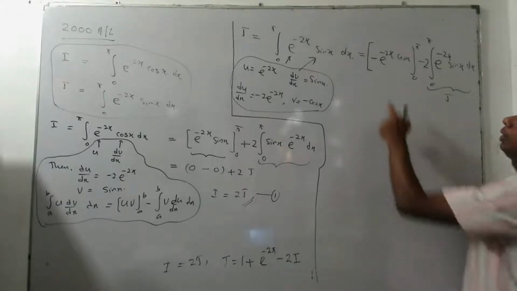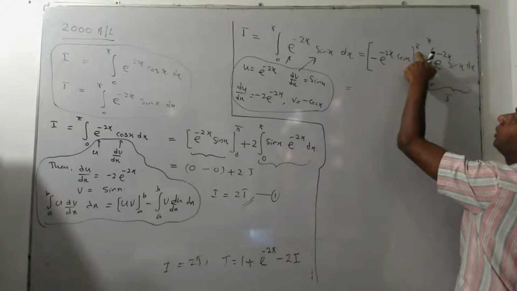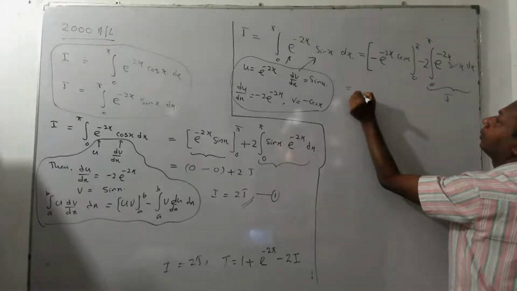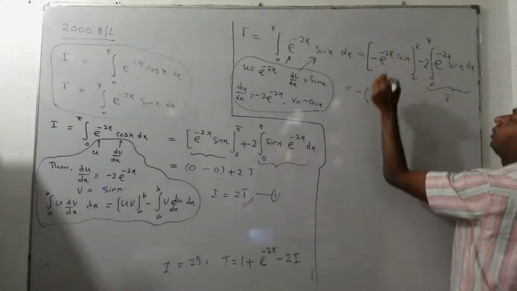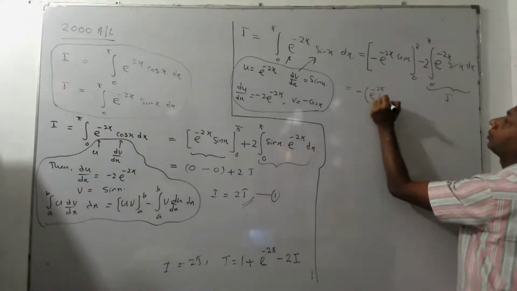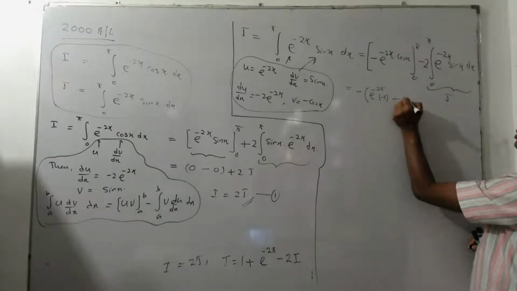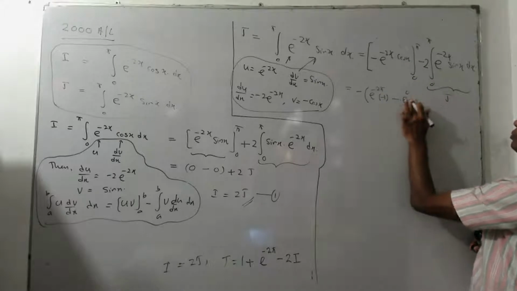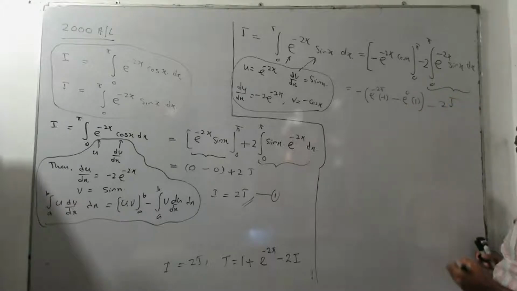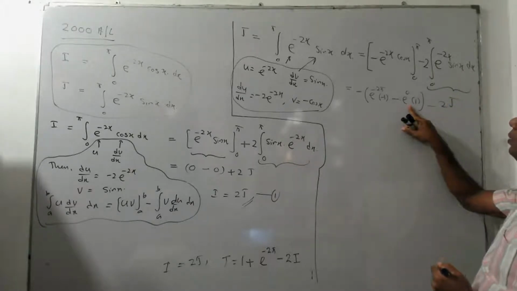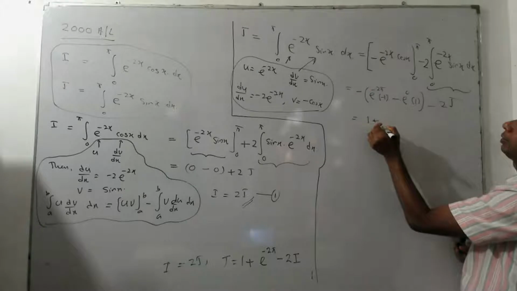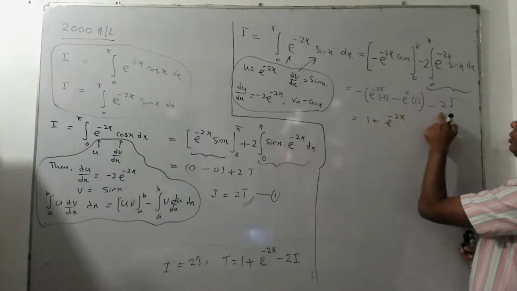And applying limits, then it is pi, cos pi is minus 1. This gives, taking minus 1 out, e to the power minus 2 pi, cos pi is minus 1. Minus, then when it is 0, e to the power 0, cos 0 is 1. Minus 2J. This is just 1. 1 minus e to the power minus 2 pi, 1 plus, with minus, then become plus again. 1 plus e to the power minus 2 pi minus 2J.